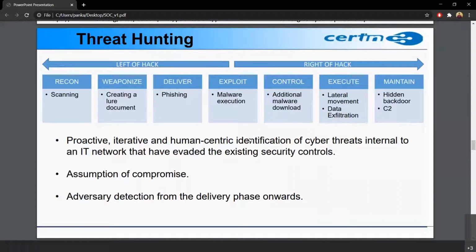So it is a practice of proactively searching for cyber threats that are going undetected in a network. They are already there. We need to detect them.